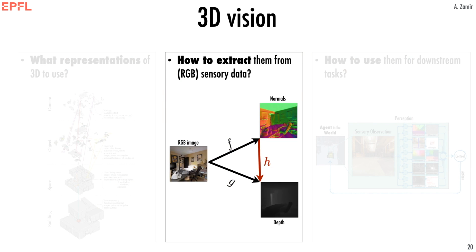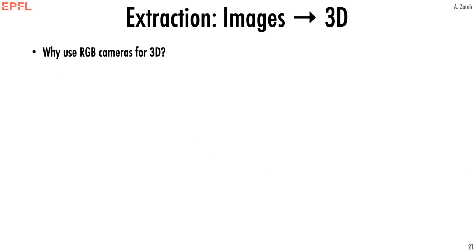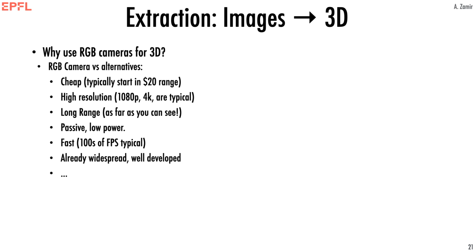So next, how we can extract such complex 3D information from raw RGB images. But for a minute, let's first discuss why we emphasize using images for this purpose. Basically, why do we want to use RGB cameras while there are other sensors out there like LiDAR and laser and structured light and so on? That's because of the fundamental advantages of RGB cameras.